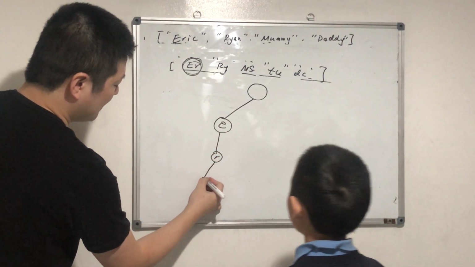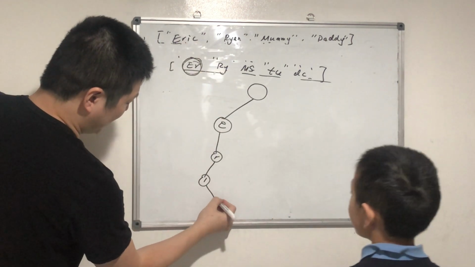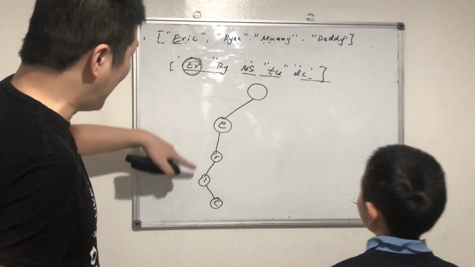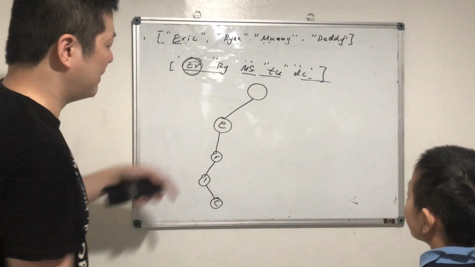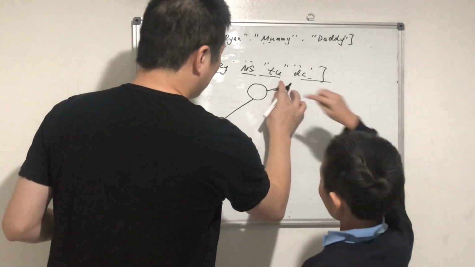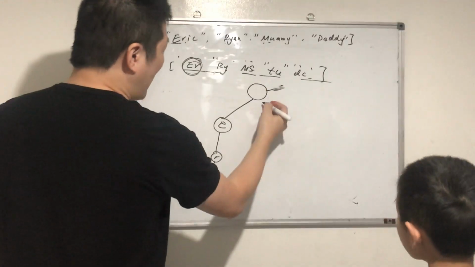Then I, C: E R I C. I build a tree. Starting point, nothing, a root. We call it root. And then E R I C. Okay, and now R.